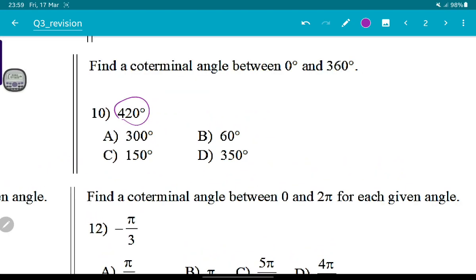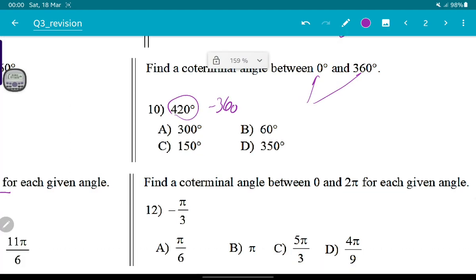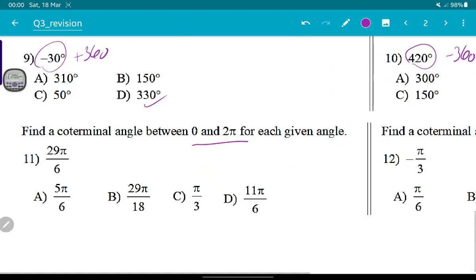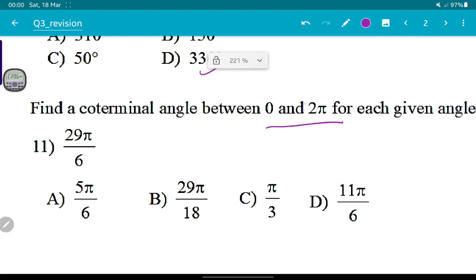This is too big, it's over 360. You can subtract 360 to find the coterminal angle for the 420 in this range, which is, oh sorry, yes, 60. So easy. We have the same idea for the radian system. Instead of adding or subtracting 360, you can add or subtract 2 pi, because it's equivalent to the 360 in the degree system. So you can add or subtract 2 pi.